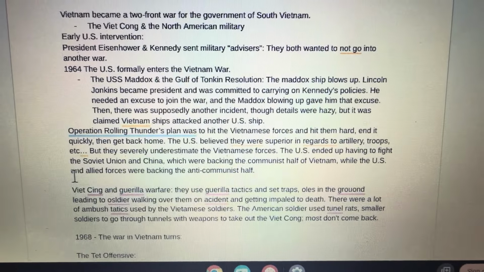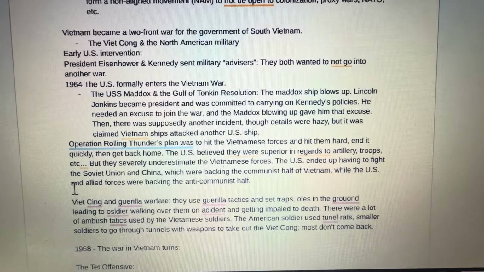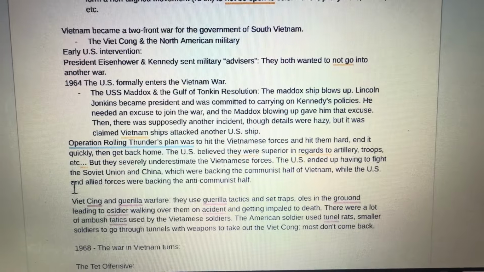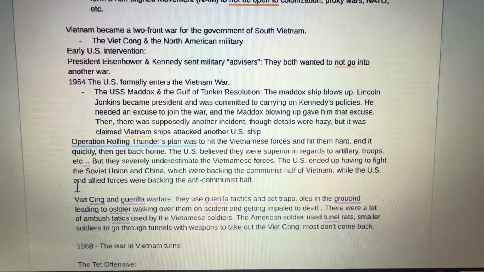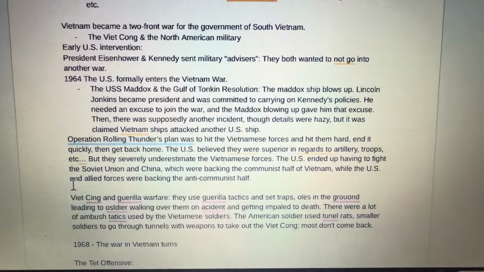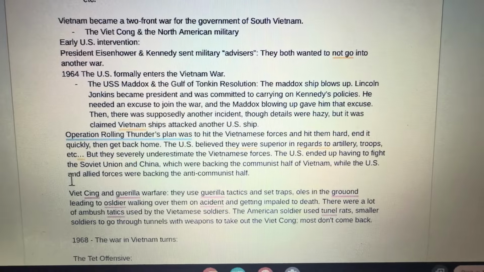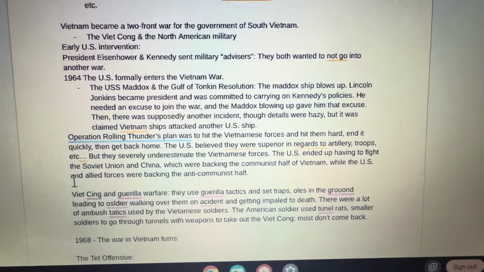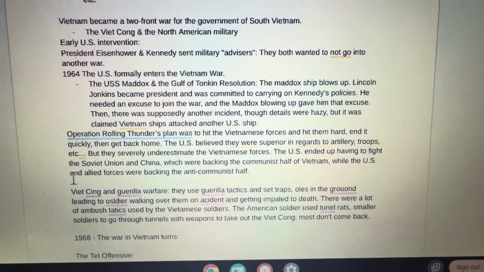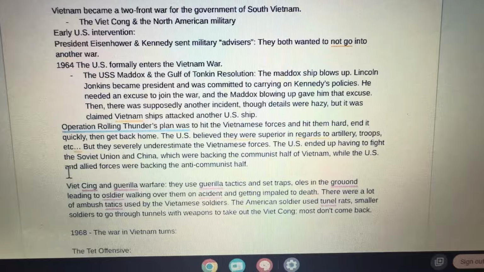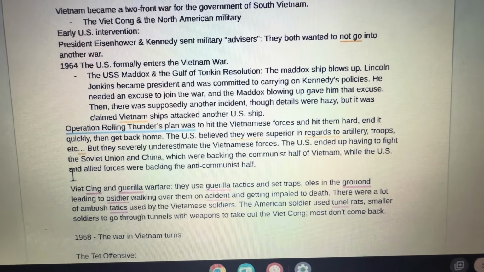Vietnam became a 2-front war for the government of South Vietnam, the Viet Cong, and the North American military. Early U.S. intervention. President Eisenhower and Kennedy sent military advisors. They both wanted to not go into another war. 1964, the U.S. formally enters the Vietnam War. The USS Maddox and the Gulf of Tonkin Resolution. The Maddox ship blows up.